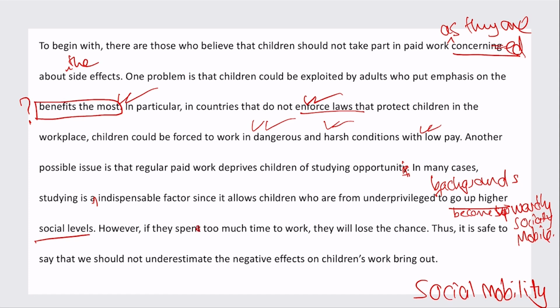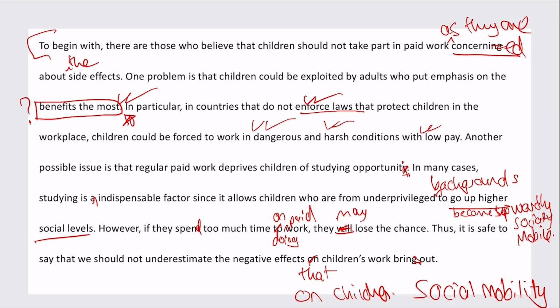However, if they spend too much time on paid work, they may, we don't want to be too strong, may lose the chance. Thus, it is safe to say that we should not underestimate the negative effects that children's work brings, or the negative effects on children would also be fine. Okay, in terms of task achievement, this is very good. You've given me a clear topic. You've discussed in detail with possible examples about exploitation and issues with studying. This has really explained the issue well. There's just this one part here which I don't really understand what they mean by. But in terms of task achievement, good.